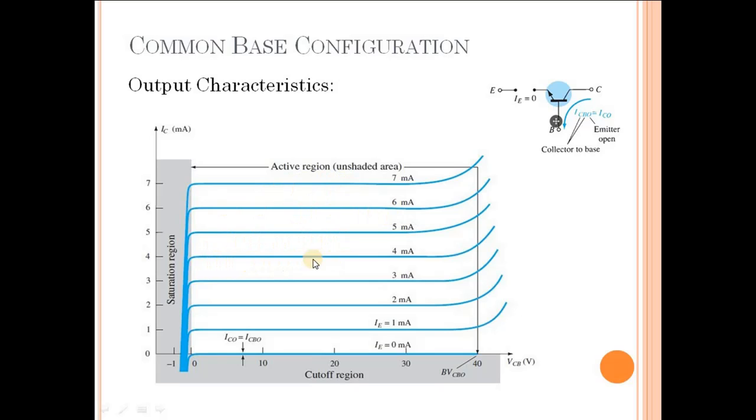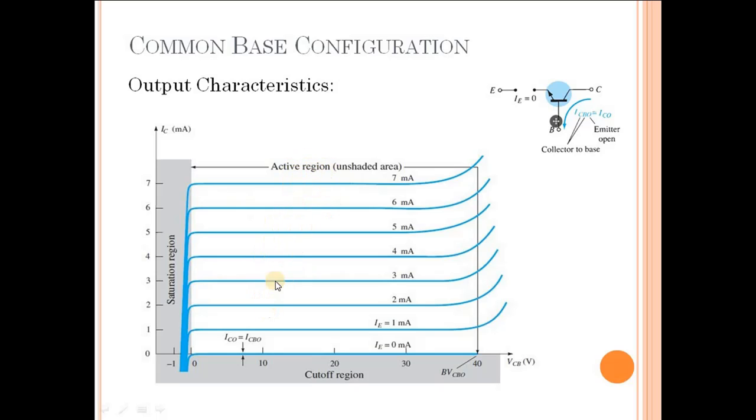The curves are linear, and this region of the output characteristics is used for the designing of amplifiers, because in the amplifiers we want linear operation. So we use the linear part of the output characteristics for designing of amplifiers. This is the important region when we are concerned with designing amplifier circuits with the bipolar junction transistors. So that is the significance of the active region.